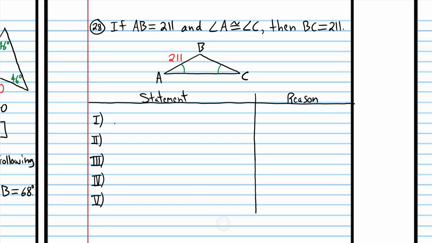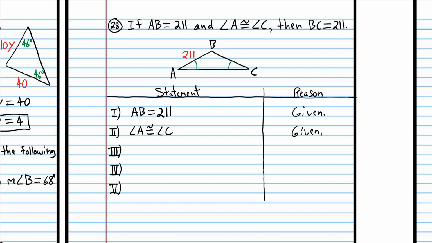All right, we're back. AB is 211. And that's given. And we know that angle A is congruent to angle C. That's given. So if angle A is congruent to angle C, we know that side AB must be congruent to side BC by the Isosceles Triangle Converse Theorem.